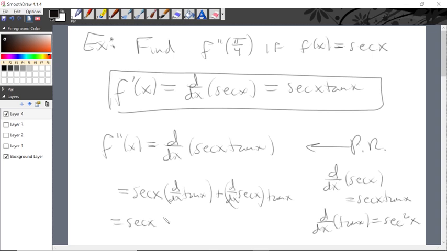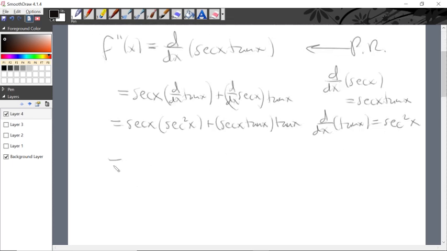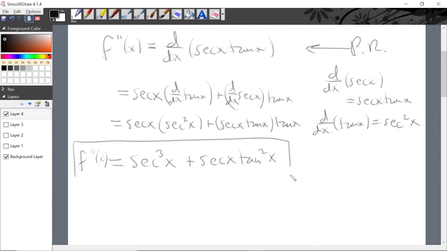So we have secant x times secant squared of x plus secant x tangent x times tangent x. Okay, let's simplify that a bit. We get secant cubed of x plus secant x tangent squared of x. Right, that's our f double prime of x, second derivative of secant.